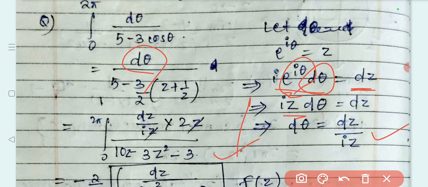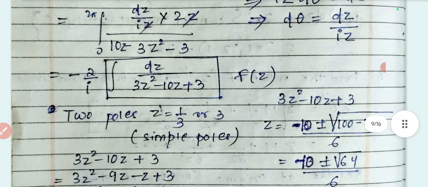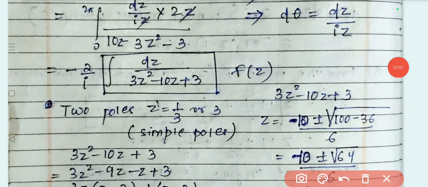Take minus as common. That will be minus 2 by i taken outside. So this is the f(z). Our f(z) is this term. Find the poles of f(z).